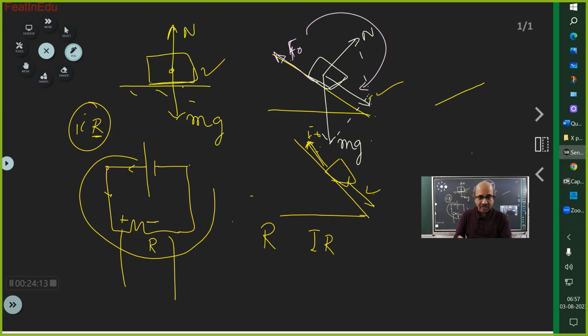So opposition increases. This opposition manifests, it shows up in the form of potential difference. So the potential difference here will also start increasing. Potential difference will always remain same. Wait a minute.